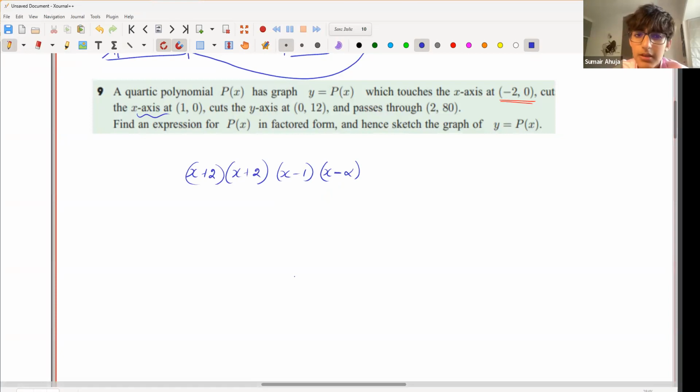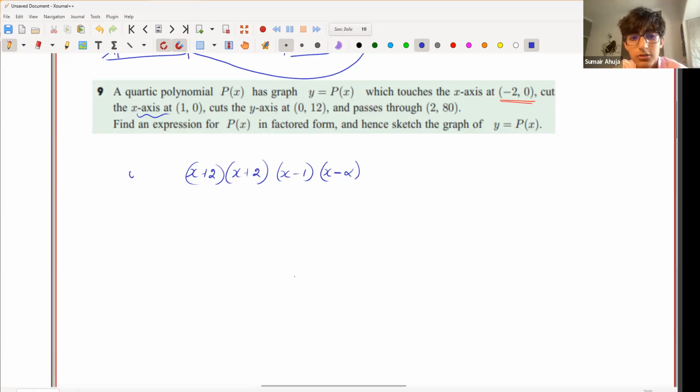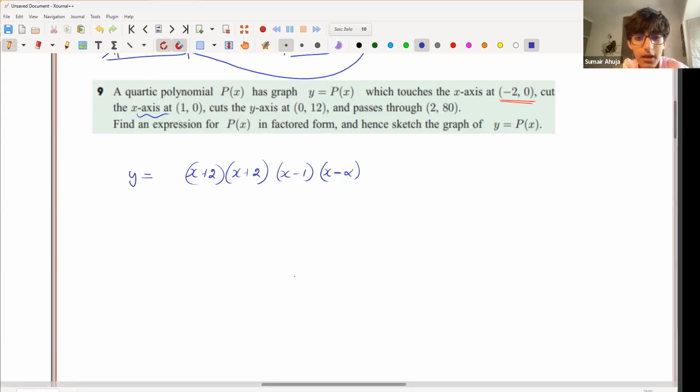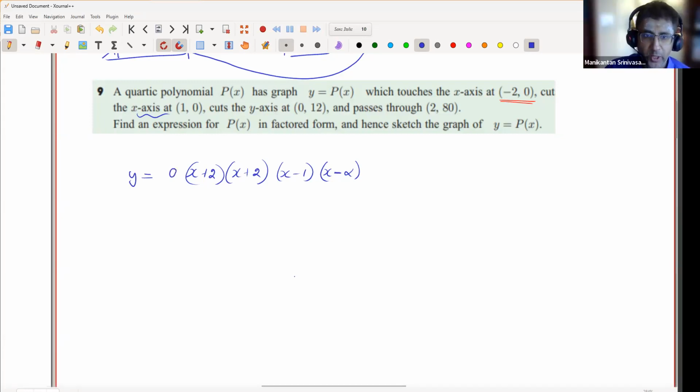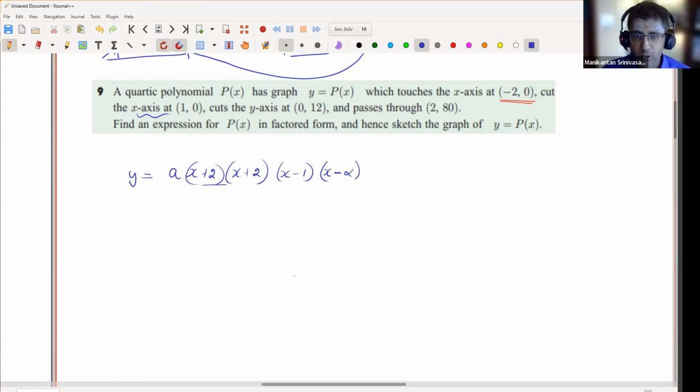Isn't it -3? The 4th one, isn't it just -3? Does it say somewhere? No, but it says it cuts the y-axis at 0, 12, and shouldn't it be 2 into -1 into minus alpha? Yeah. See, what I meant was at this point, I don't know. So when I first wrote x plus 2, x minus 1, there's nothing else cutting the x-axis. Therefore, I wrote it x minus alpha, but you might be right.